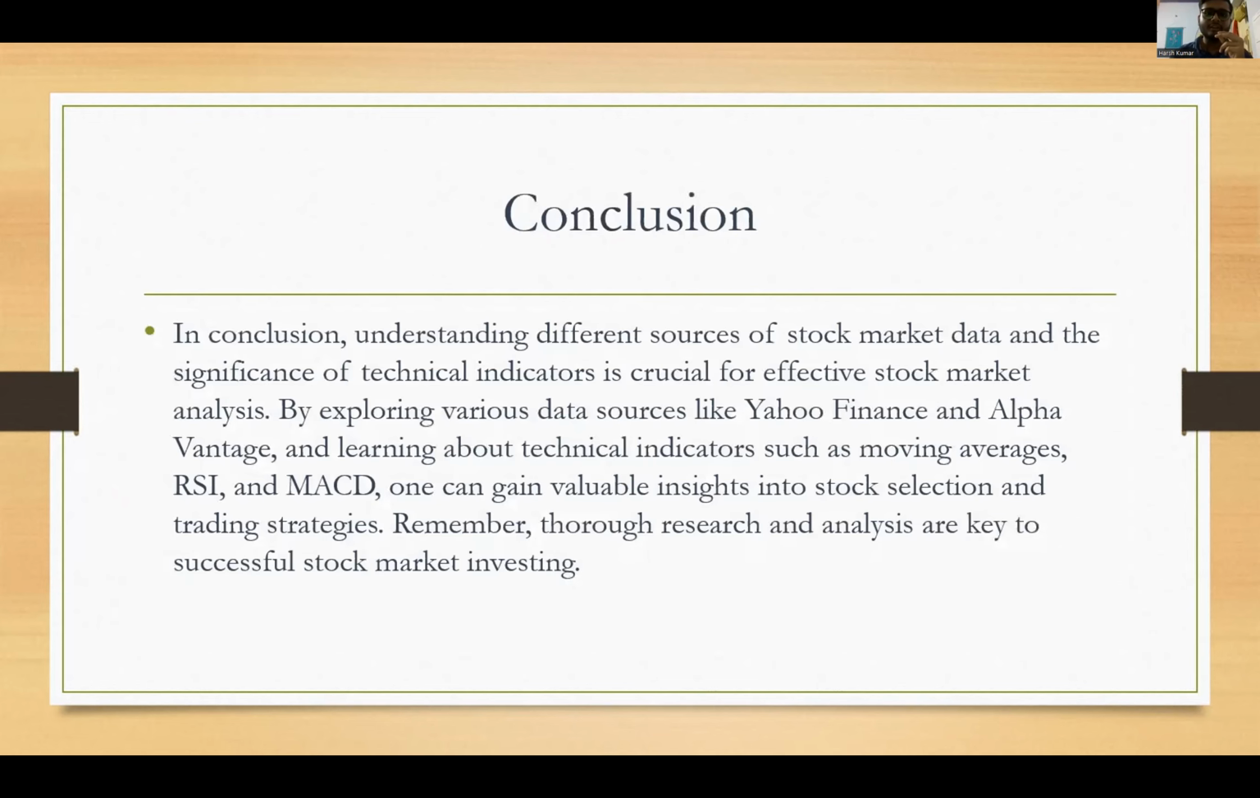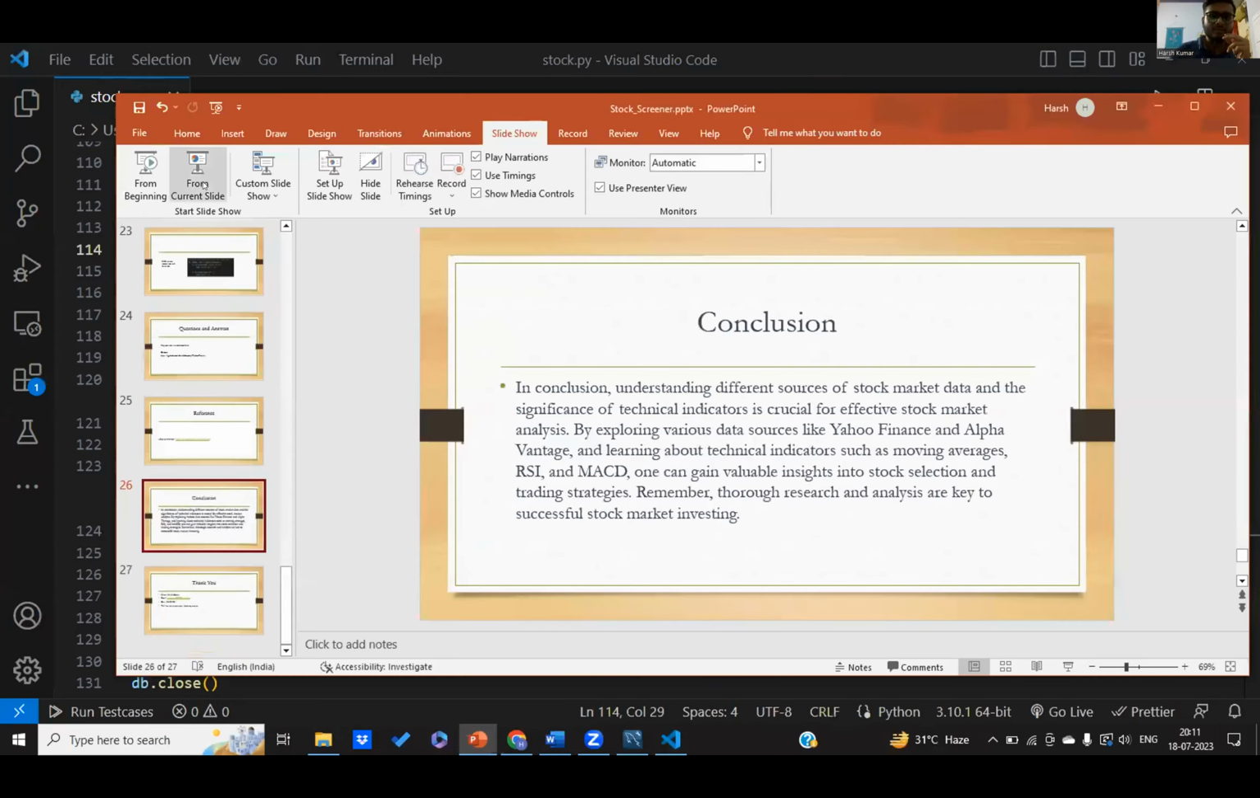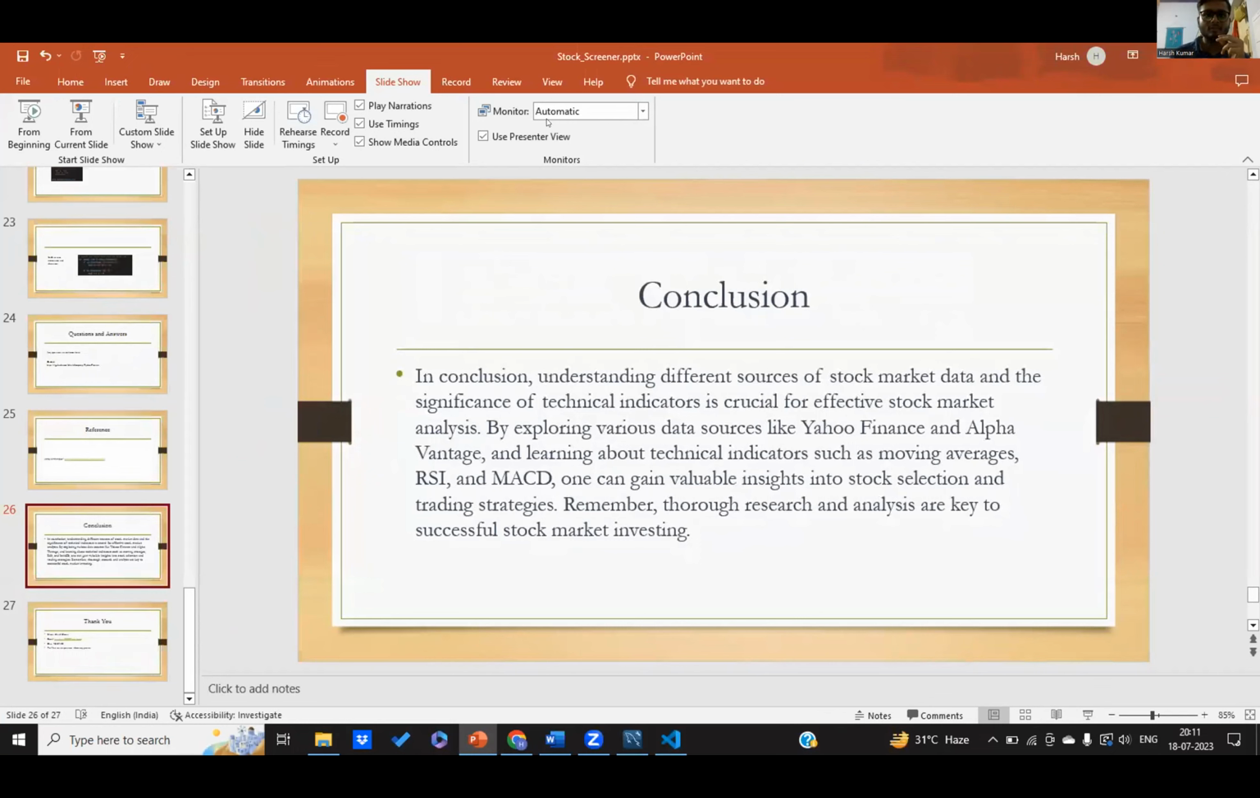And in conclusion, understanding different sources of stock market data and the significance of technical indicators is crucial for effective stock market analysis. By exploring various data sources like Yahoo Finance, Alpha Vantage, and learning about technical indicators such as MA, RSI, MACD, one can gain invaluable insight into stock selection and trading strategies. Remember, thorough research and analysis are key to successful trading. So this was it from my side. Thank you.